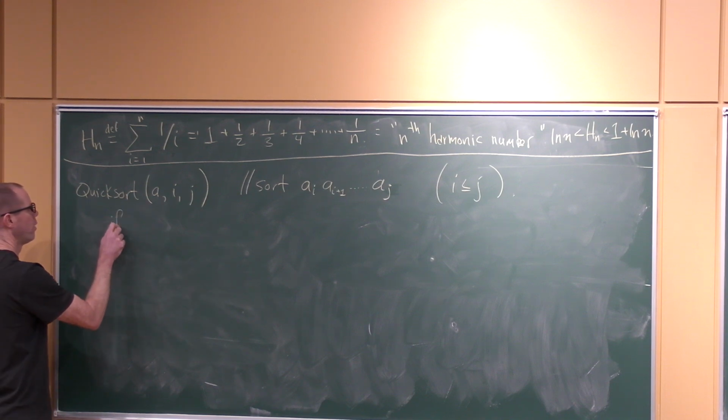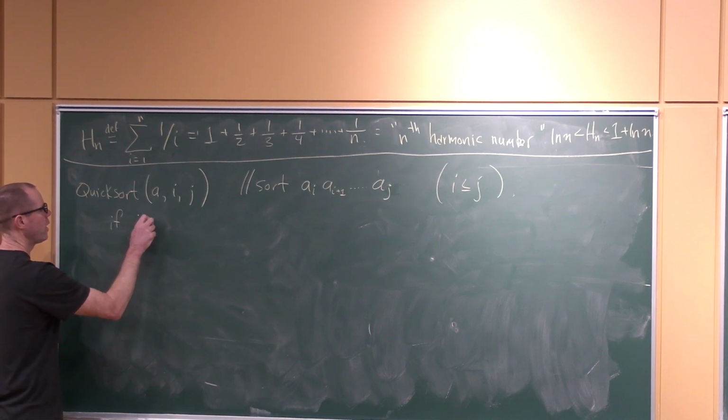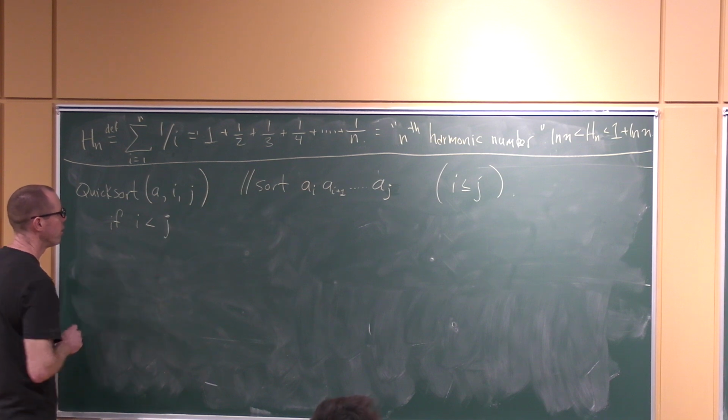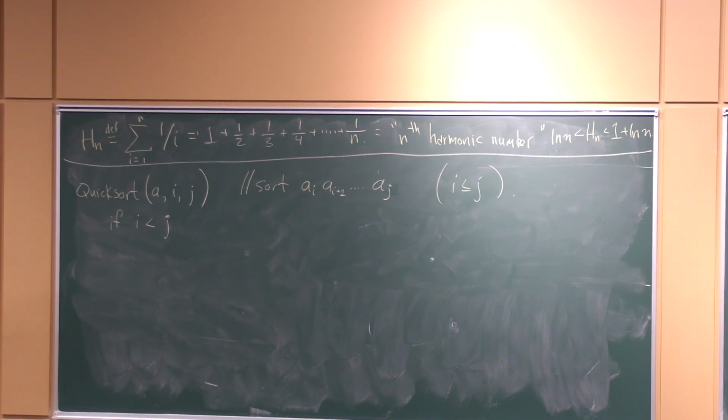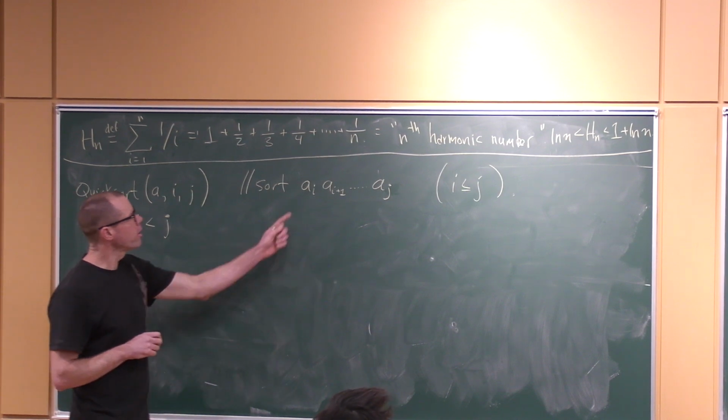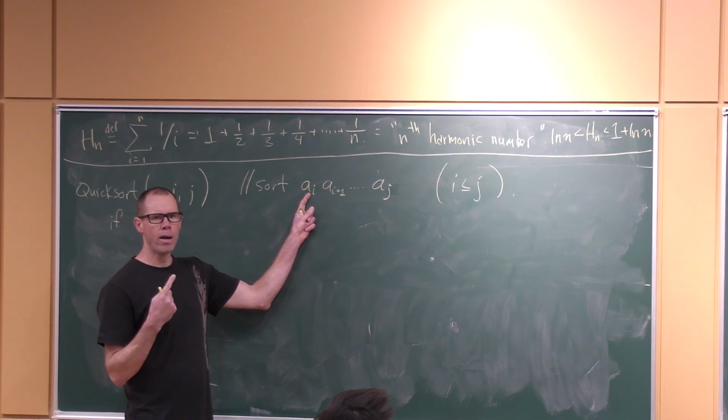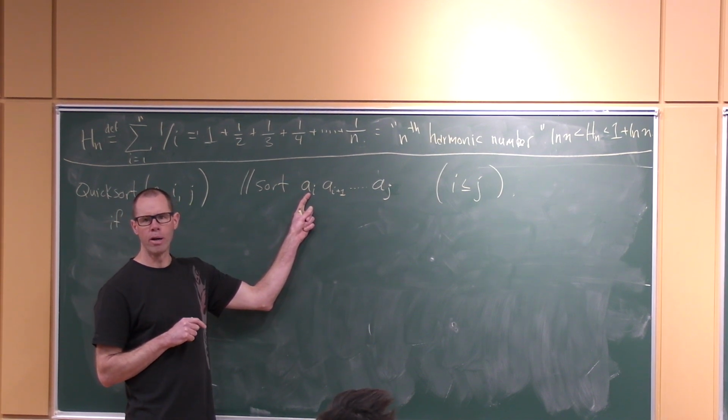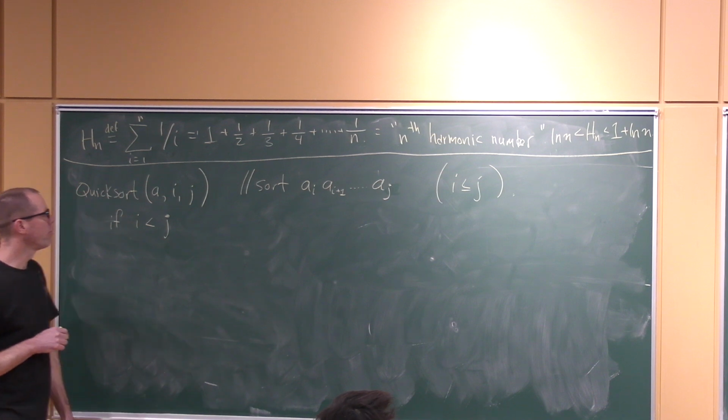So there's only work to do if indeed i is less than j, right? Because if i equals j, that means it's asking me to sort a subarray of length 1, and a subarray of length 1 is already sorted.